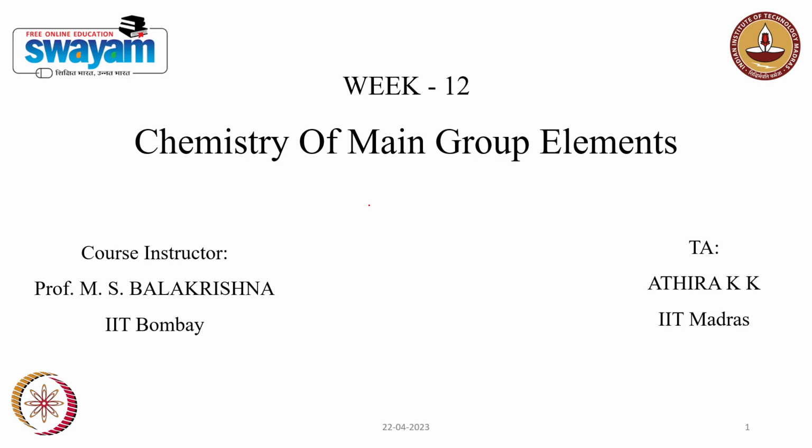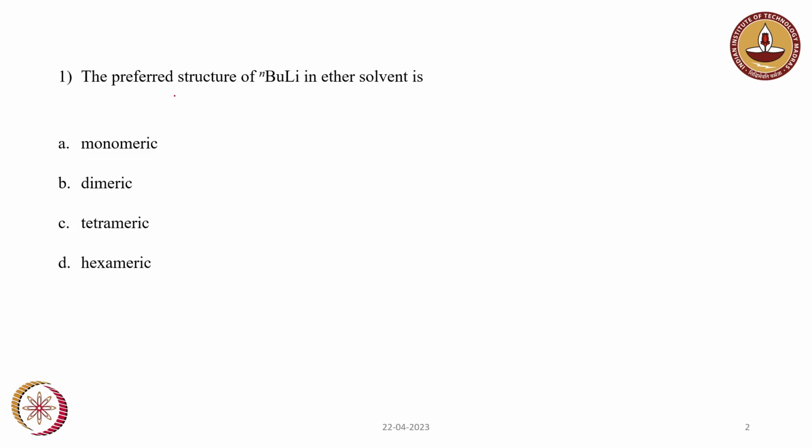So let's start. The first question is: the preferred structure of n-butyl lithium in ether solvent is. Option A is monomeric, option B is dimeric, option C is tetrameric, option D is hexameric.